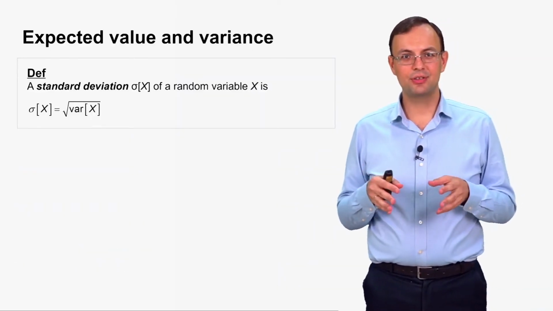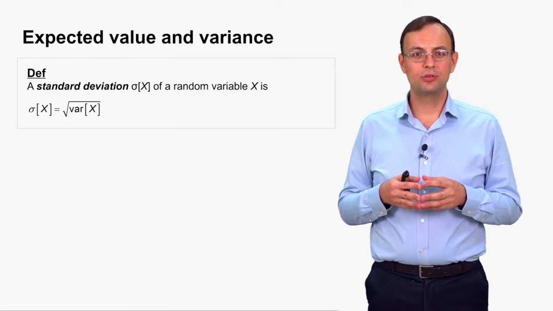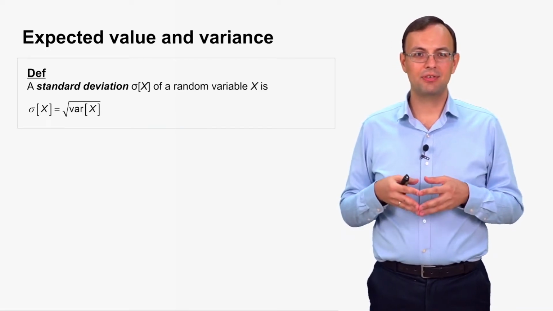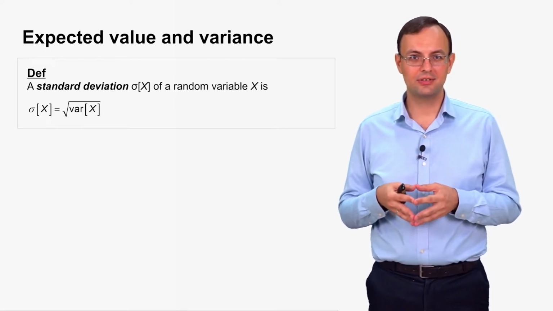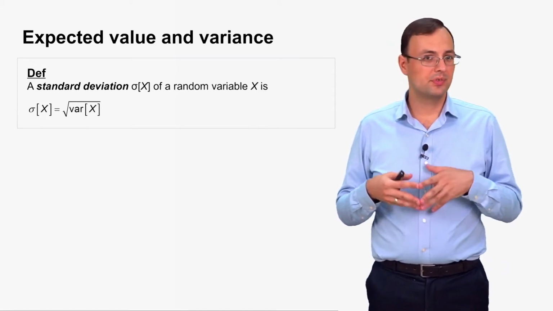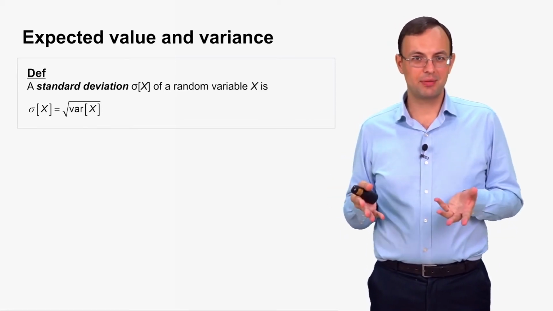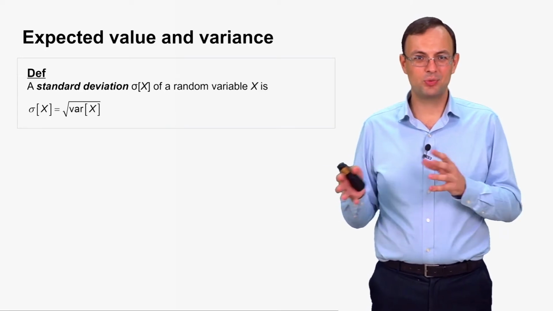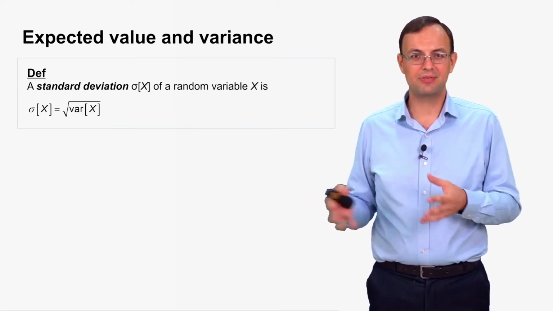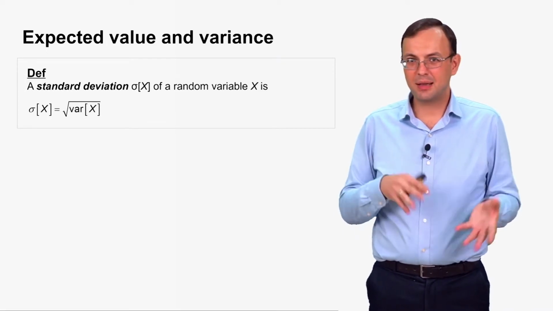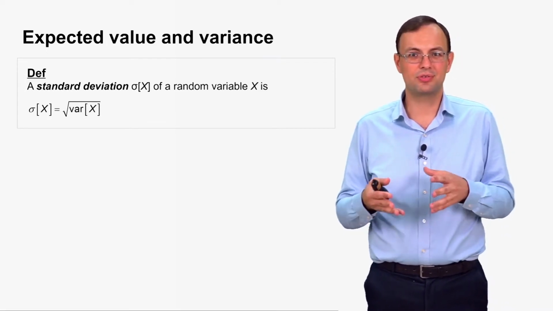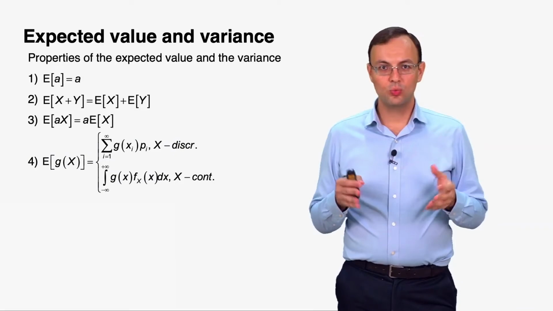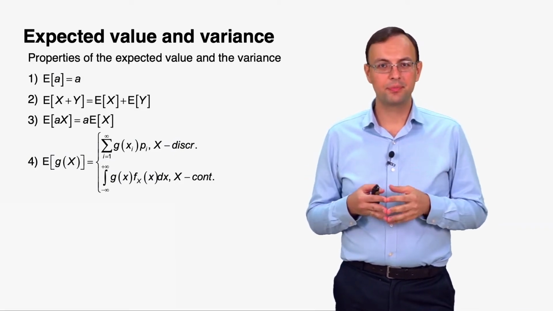Sometimes another value is used instead of variance, not the variance itself, but its square root, and there is a special term for this value. It is called a standard deviation. So it's almost the same. They both show how strong the difference between the actual value and the mean value of the random variable can be. Just in some cases, it's more convenient to use a standard deviation, and in some cases, it's more convenient to use the variance. So what are the main properties of the expected value and the variance?